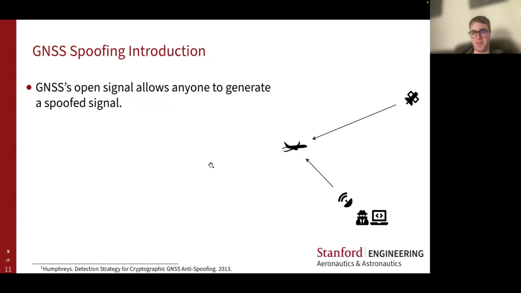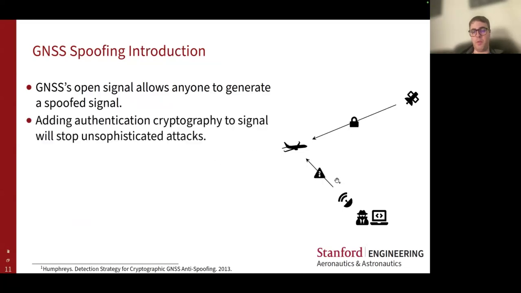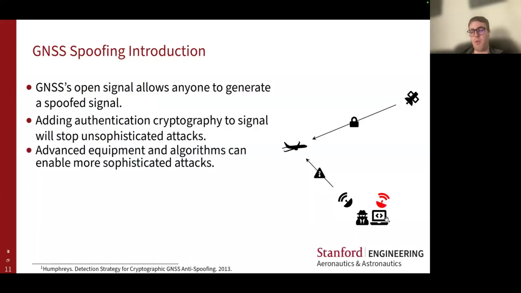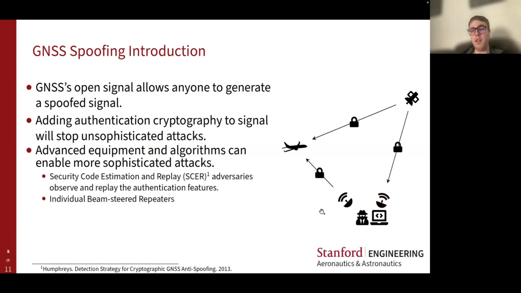Now we've got additional problems with this. When we take the signal and add cryptography, now we've got this nice mathematical puzzle, and that should deter these attacks where somebody just generates a false signal. But a more advanced adversary can have a receiving dish. So that's what's represented here.